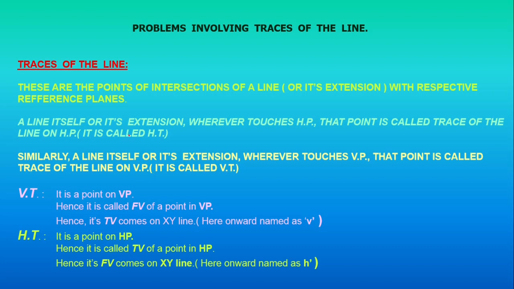Here, a line itself or its extension, wherever it touches HP, that point is called horizontal trace. Similarly, wherever it touches VP, that point is called vertical trace, VT.